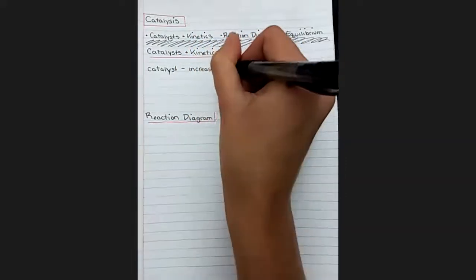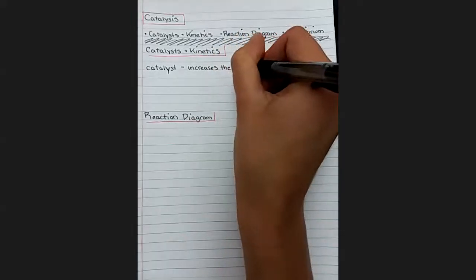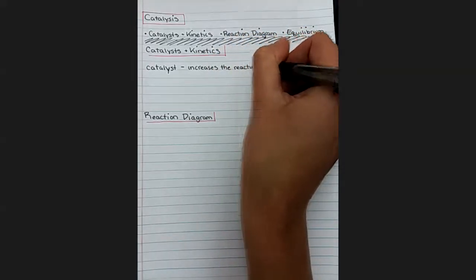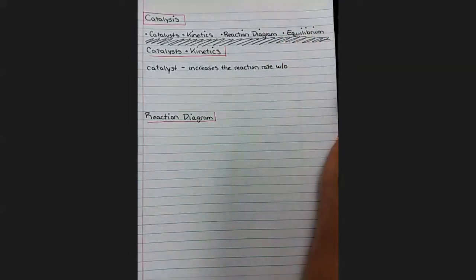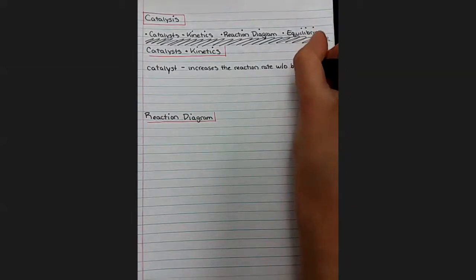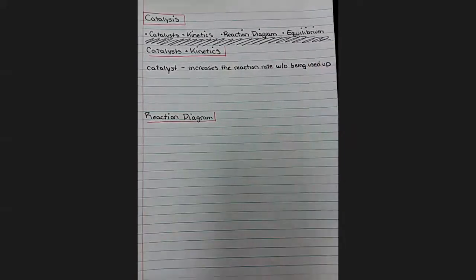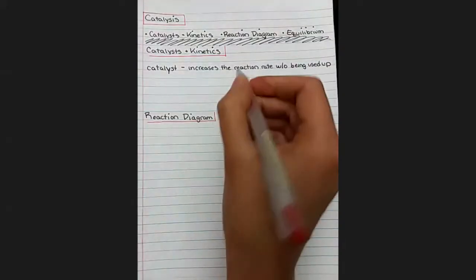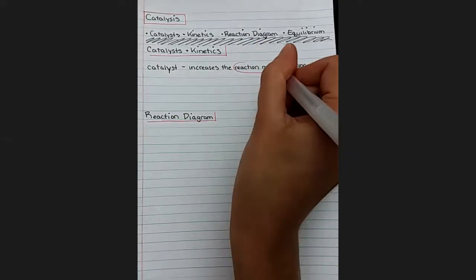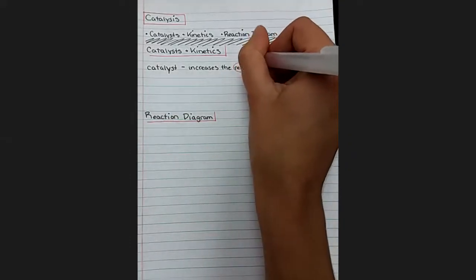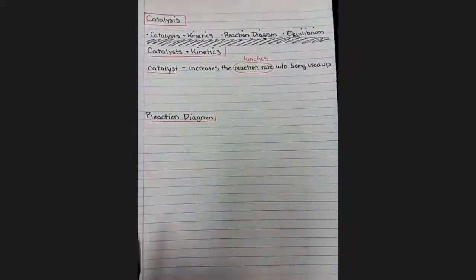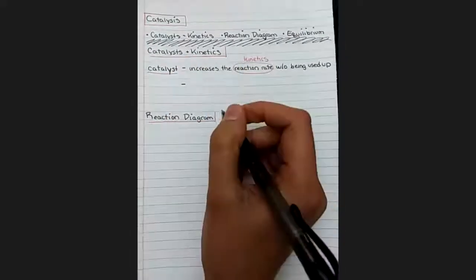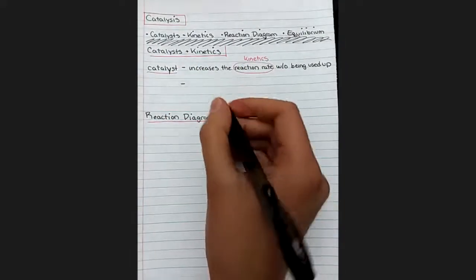So a catalyst increases the reaction rate without being used up. The W/O is without being used up. And remember, when we talk about something affecting the reaction rate, we are in the realm of kinetics, how fast something goes. What it doesn't do is it doesn't affect the world of equilibrium.